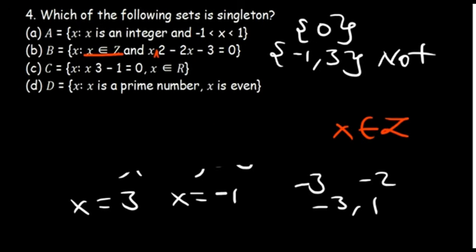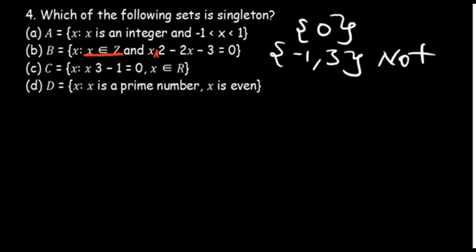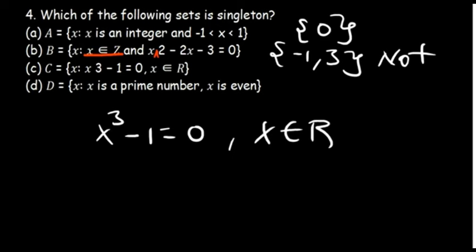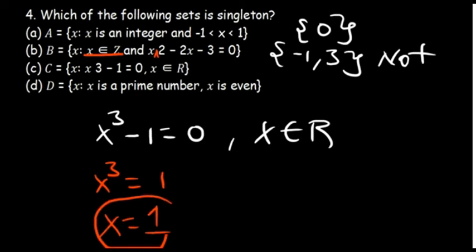Okay, going back to C, we are told x to the power 3 minus 1 is equal to 0. Then x should be a member of real numbers. So x to the power 3 is equal to 1. Then trying to find the value of x there, it is only 1. X is equal to 1.